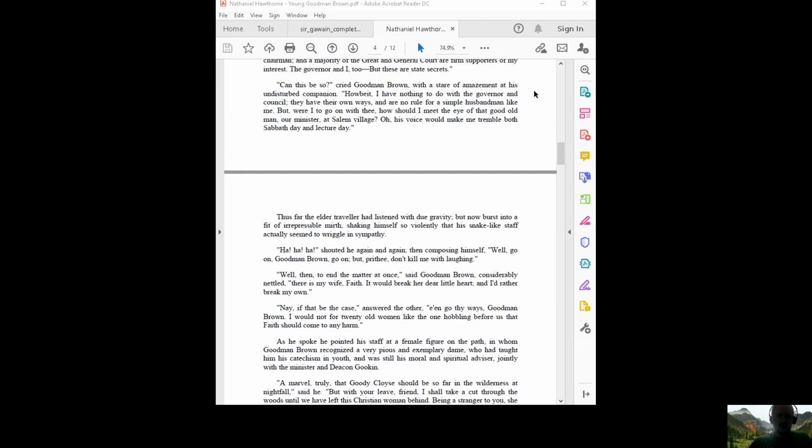"Can this be so?" cried Goodman Brown, with a stare of amazement at his undisturbed companion. "Howbeit, I have nothing to do with the governor and council. They have their own ways, and are no rule for a simple husbandman like me. But were I to go on with thee, how should I meet the eye of that good old man, our minister, at Salem village? Oh, his voice would make me tremble both Sabbath day and lecture day."